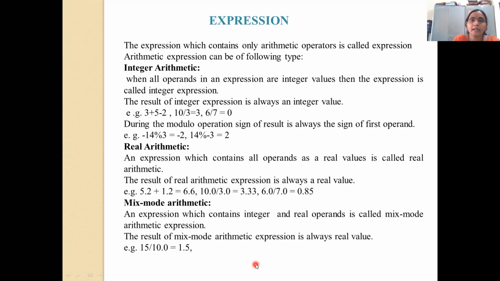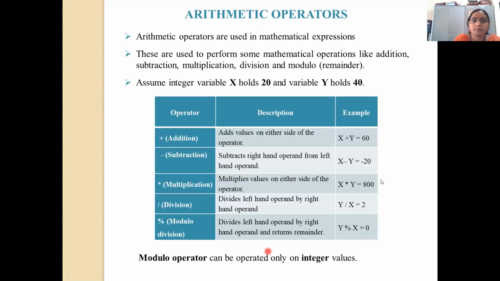Now the next category. Before going to the second category, first understand the concept of an expression. What do you mean by an expression? An expression which contains only arithmetic operators is called an arithmetic expression. In the last slide, all these are expressions: x plus y equal to 60, x into y equal to 800, y divided by x equal to 2. All these are examples of expressions. An expression is nothing but a combination of operands and operators.